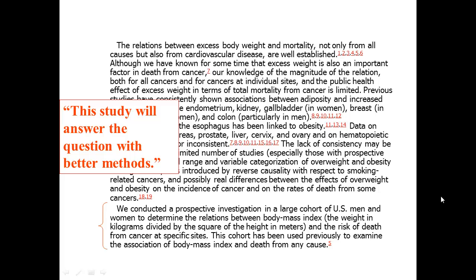And they also tell you that this cohort has been used previously, so they're verifying that this is a good data set. They're looking at BMI rather than just arbitrarily categorizing overweight and obesity. They're looking at all these different cancers. Their investigation is prospective. So that's all the ways that they're doing better than the previous studies, and they're hoping to be able to answer some of these questions.